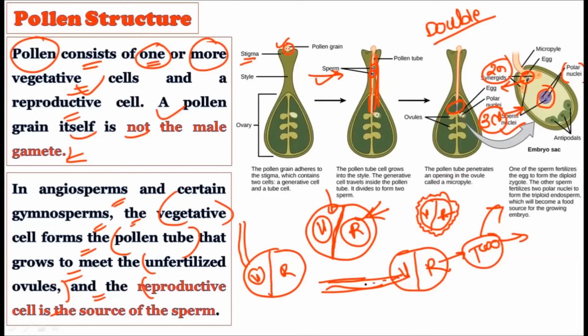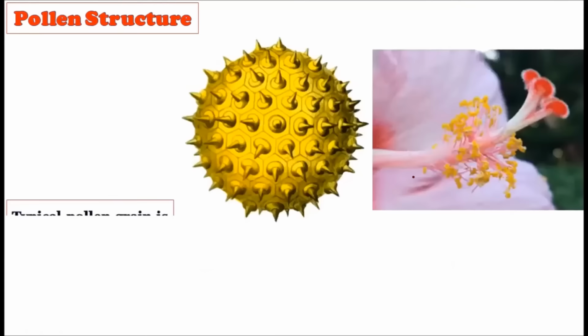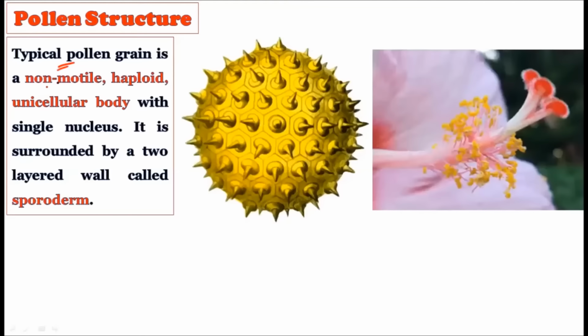They carry these two sperm cells to the egg. Okay, so the pollen grain itself is not a male reproductive organ, but inside the pollen grain there is a reproductive cell, and the reproductive cell is going to create the sperm cells, which act as the male gametes. Now see, the typical pollen grain is a non-motile, haploid, unicellular plant body.